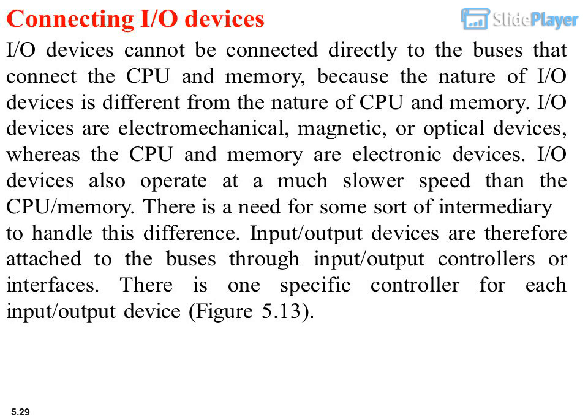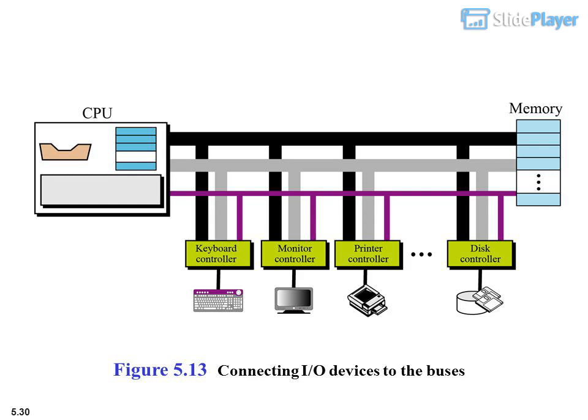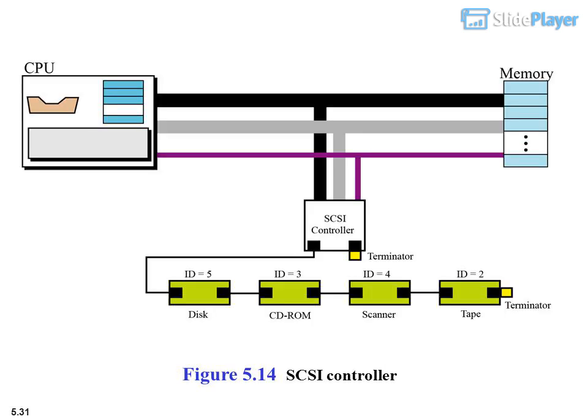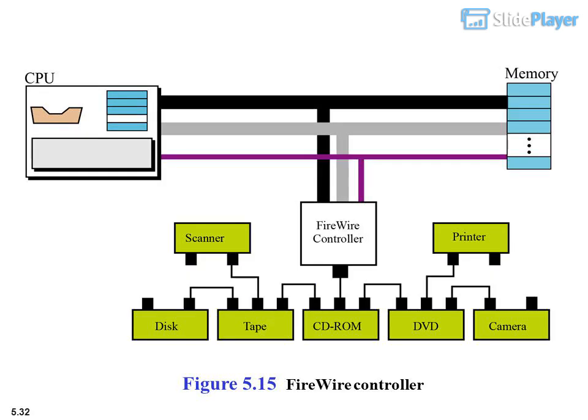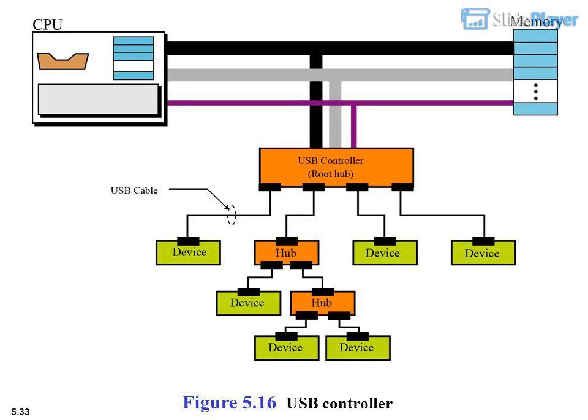Input/output devices are therefore attached to the buses through input/output controllers or interfaces. There is one specific controller for each input/output device, Figure 5.13. Figure 5.13 Connecting I/O devices to the buses. Figure 5.14 SCSI controller. Figure 5.15 FireWire controller. Figure 5.16 USB controller.